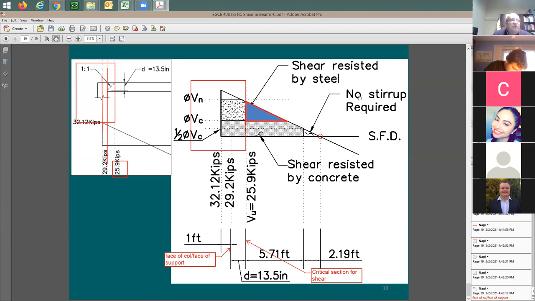If you draw a line here for phi Vc, you see this line? You just draw a horizontal line, right? Then you know that this shaded area is resisted by the concrete. So concrete is resisting this, and the remainder of the diagram is going to be resisted by the steel. This is why I shaded here in blue, because I said, well, this section here is resisted by the concrete beam and this shear demand is resisted by the ties.